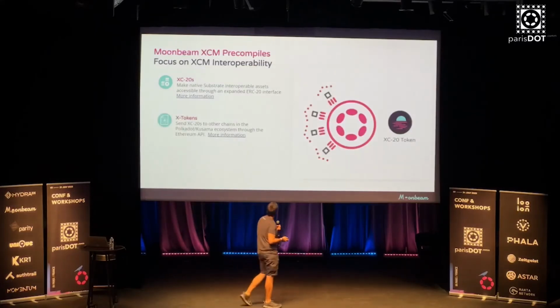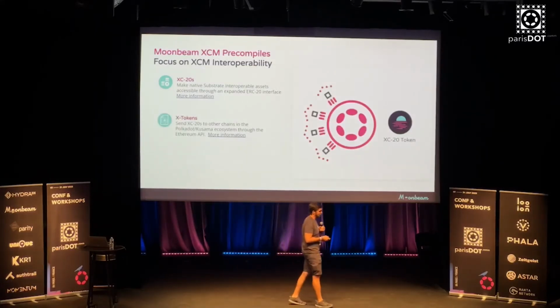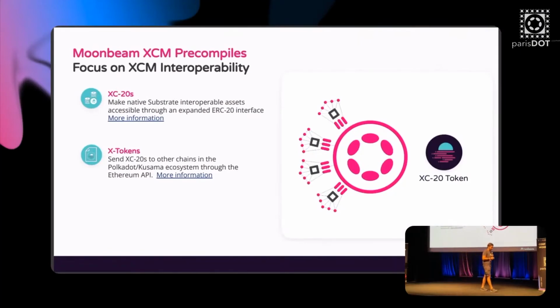The next thing is the X tokens. This is another precompile, and these are precompiles, by the way. This precompile allows you to send XC20 tokens, so XC DOT, XC AUSD, to any parachain in the ecosystem using the Ethereum Web3 RPC, right? So in theory, you could sign this transaction once again in MetaMask, and then that transaction will send DOT from Moonbeam to Polkadot, or AUSD from Moonbeam to Acala, and so on.